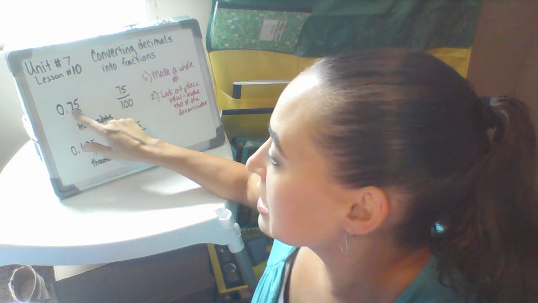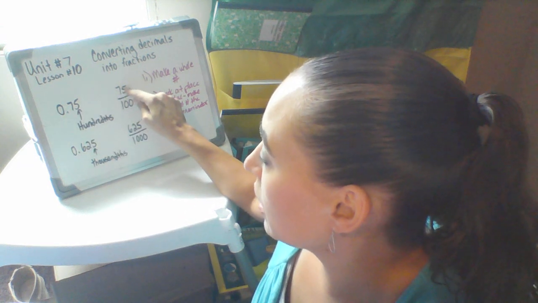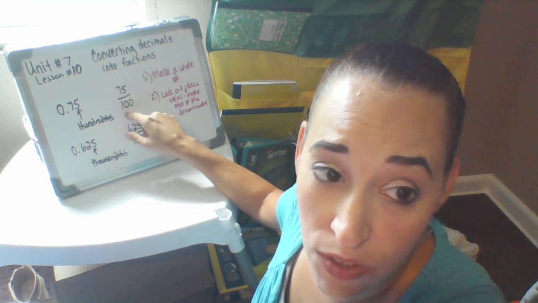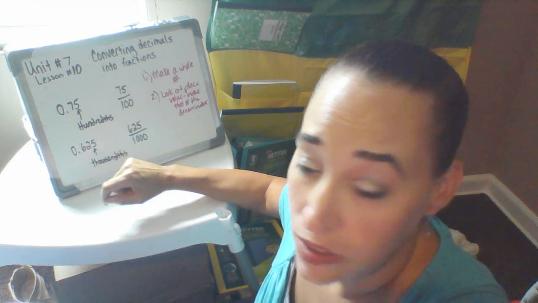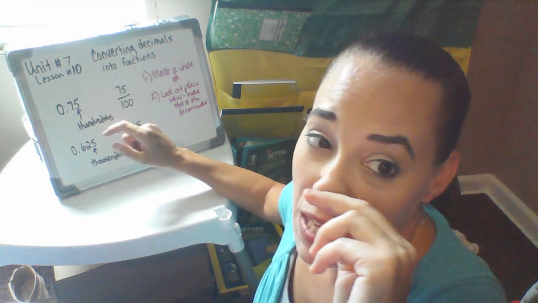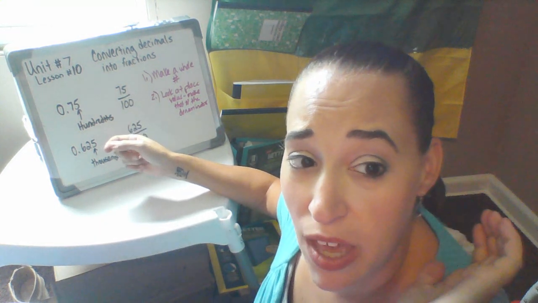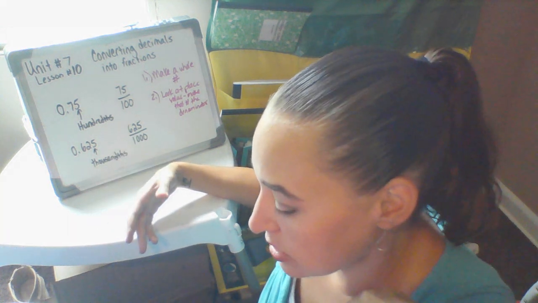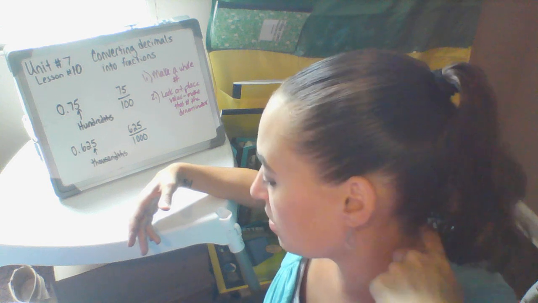So 0.75, I move it over twice. It becomes 75. And again, it's over 100 because of the place value. Okay, so this is my fraction. Now the only big thing you would have to do is simplify the fraction. Okay, and we already know how to simplify. So we could go through the process.